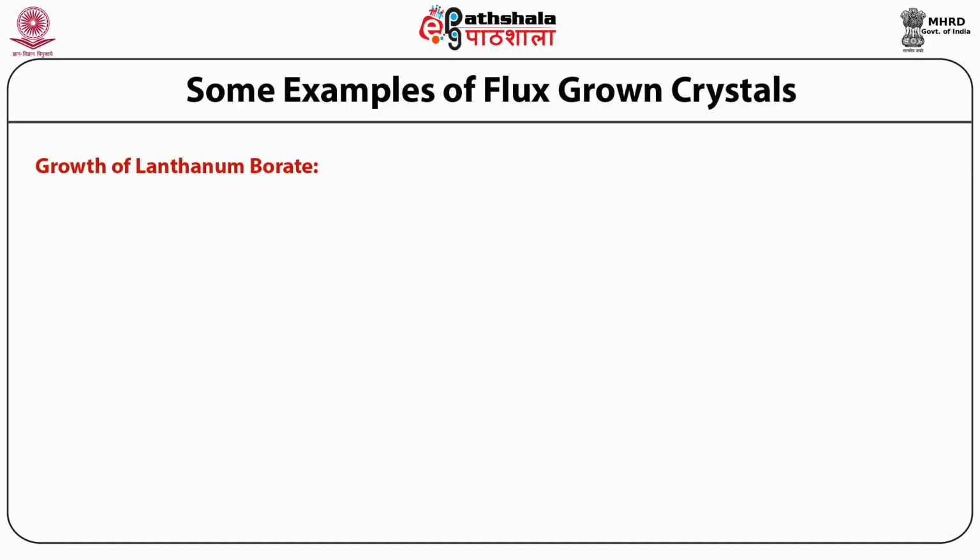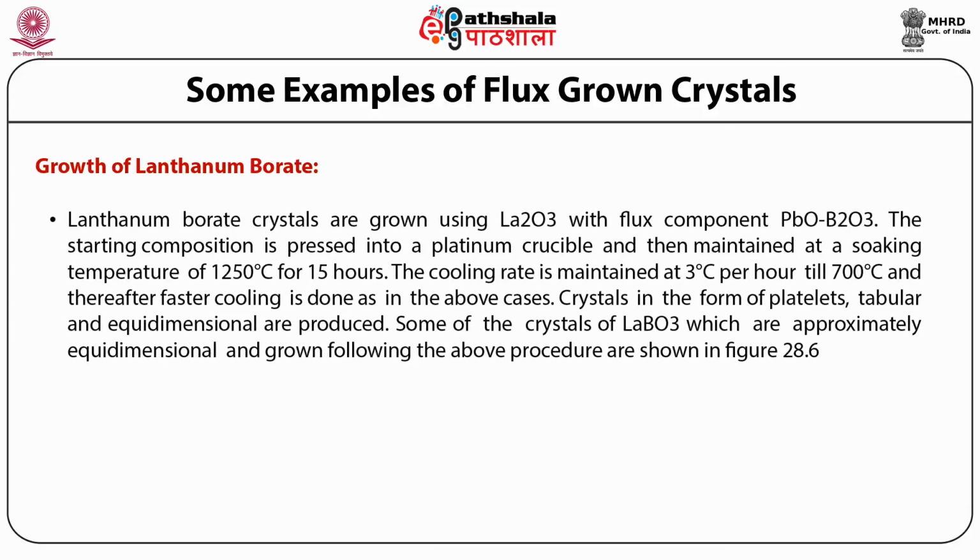Growth of lanthanum borate. Lanthanum borate crystals are grown using La2O3 with flux component PbO and B2O3. The starting composition is pressed into a platinum crucible and then maintained at a soaking temperature of 1250 degrees centigrade for 15 hours. The cooling rate is maintained at 3 degrees centigrade per hour till 700 degrees centigrade, and thereafter faster cooling is done as in the above cases.